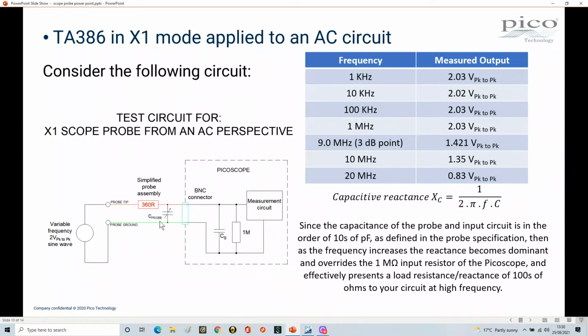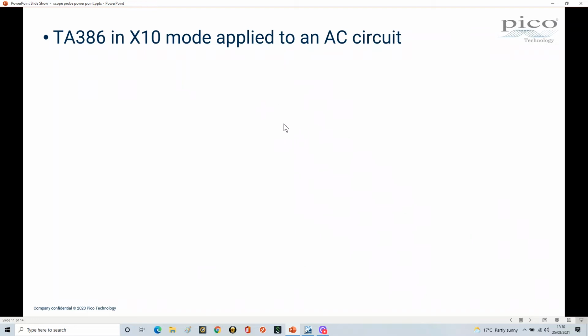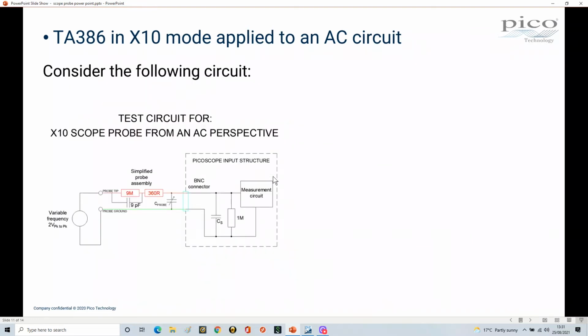And so you've got to be careful when you're using ×1 probes for high frequency work, not only because of the restriction of the bandwidth anyway, but because of the reactive component that's actually in there as well. So what we're now going to do is look at this from a ×10 perspective. So let's go to the ×10, and here's the circuit for the ×10.